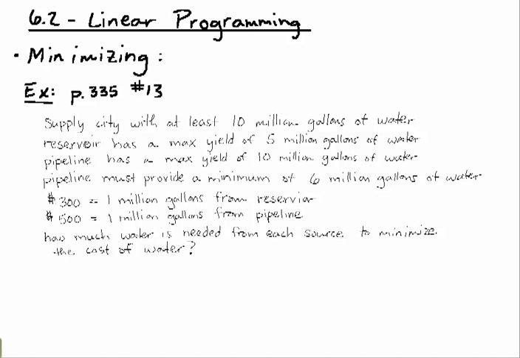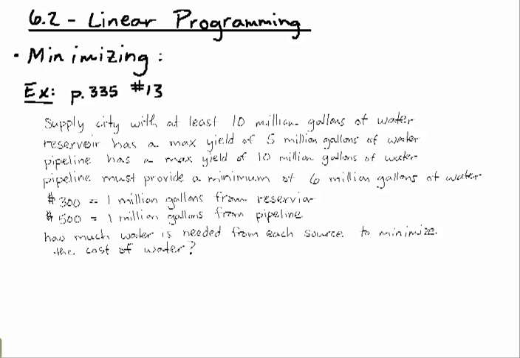We're also going to look at a minimizing problem. This is number 13 on the same page, 335. This is about a water supply manager for a Midwest city that needs to supply the city with at least 10 million gallons of drinkable water per day. The supply may be drawn from the local reservoir or from a pipeline to an adjacent town.